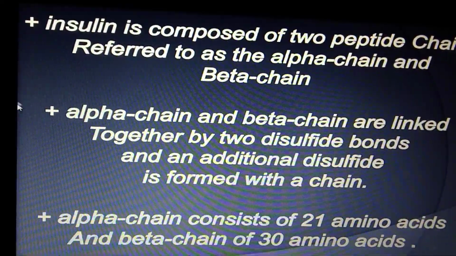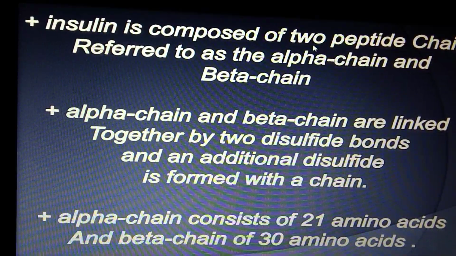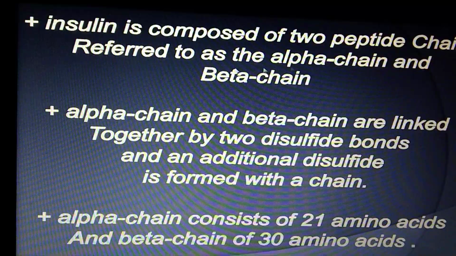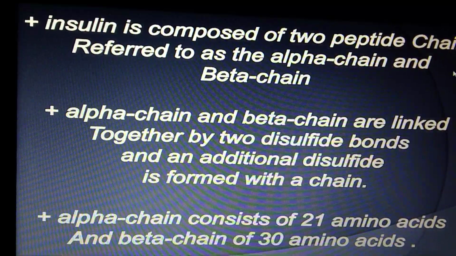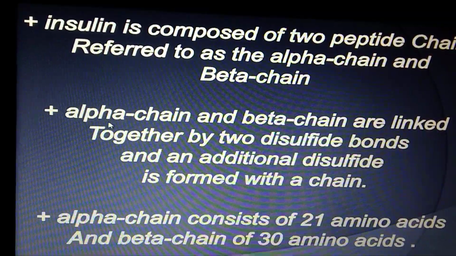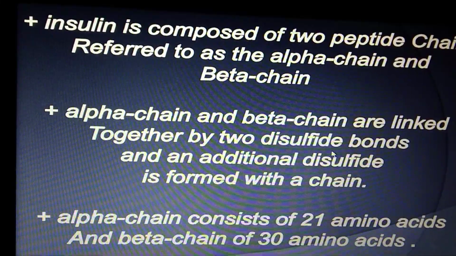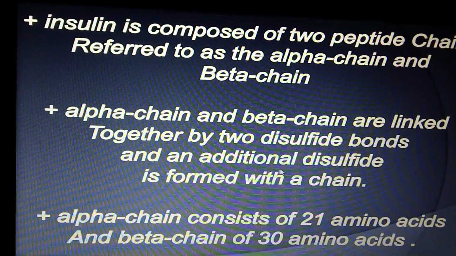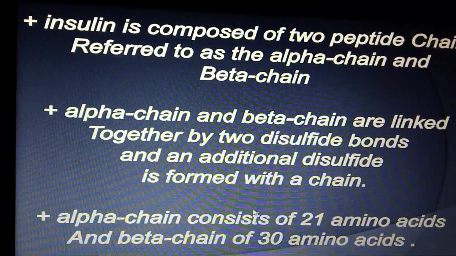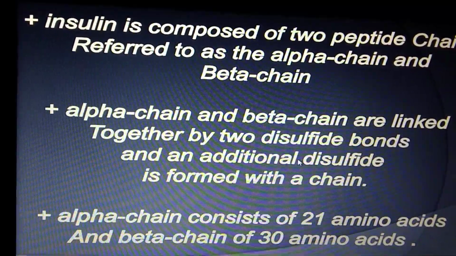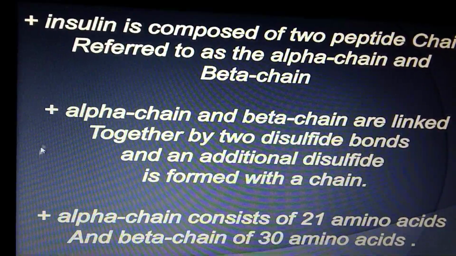How do we study the structure of insulin? Insulin is composed of two peptide chains, as you have seen in that diagram, referred to as alpha chain and beta chain. The alpha chain and beta chain are linked together by two disulfide bonds, and an additional disulfide is formed within the alpha chain. The alpha chain consists of 21 amino acids and the beta chain consists of 30 amino acids.